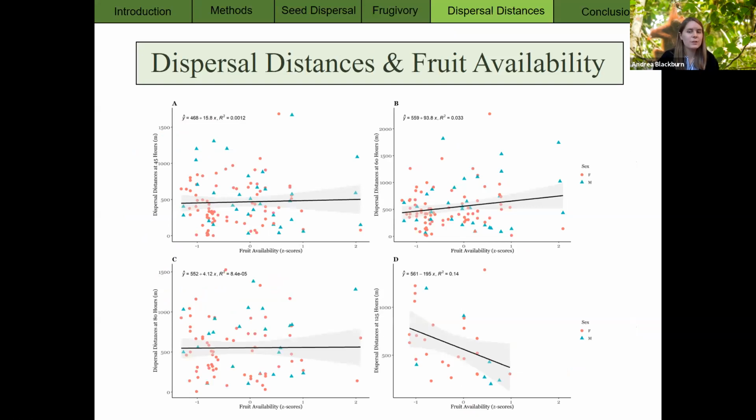Again, contrary to our predictions, fruit availability was not a predictor of dispersal distances. In these graphs, we plotted dispersal distances for the gut passage durations: 45 hours in the top left, 60 hours in the top right, 80 hours in the bottom left, and 125 hours in the bottom right. And these were plotted against fruit availability as z-scores. And no strong correlations emerged. Although one limitation of our study was that we had few follow series that occurred during high periods of fruit availability. Perhaps a larger sample size of dispersal distances at the highest peaks of fruit availability might reveal a different pattern.